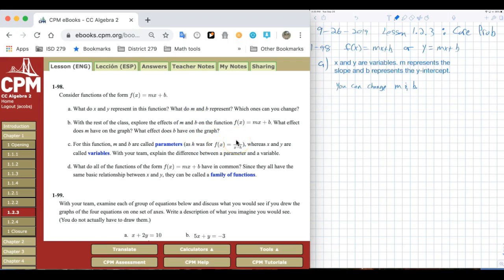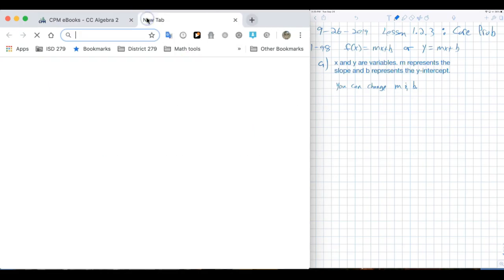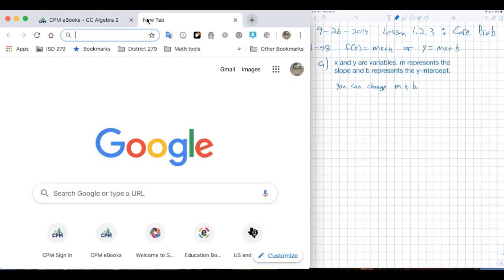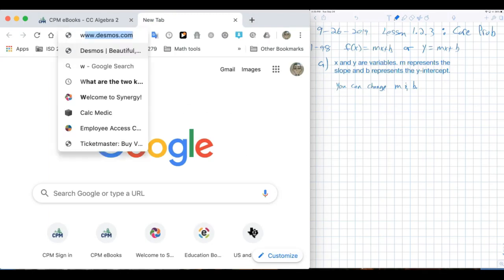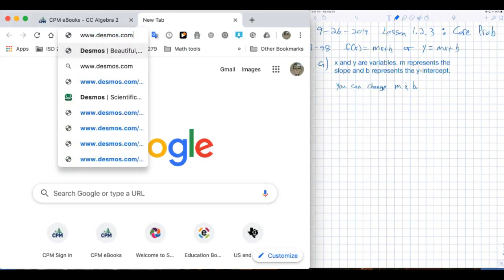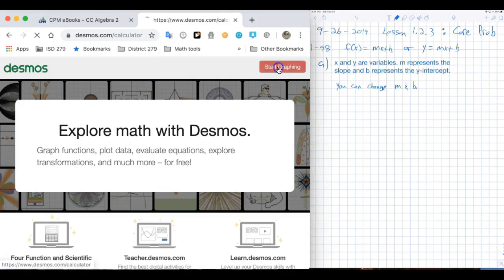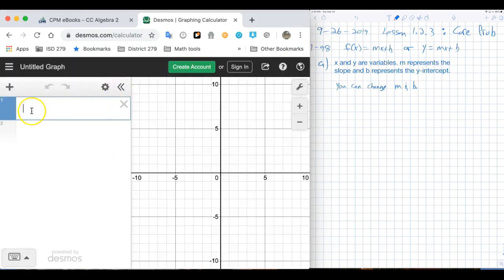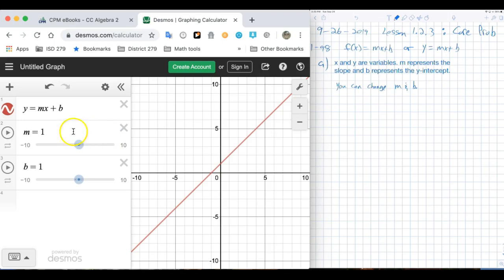I want to show you something really cool that you can do with Desmos. So I am going to direct my web browser to desmos.com. I'm going to start graphing, and I'm going to type in y equals mx plus b, and it's asking me a question. Would you like to add sliders? Yes, I would like to add sliders, so I'm going to click on all. And right now I see two new things have appeared. It tells me that m is 1, and it gives me a slider.